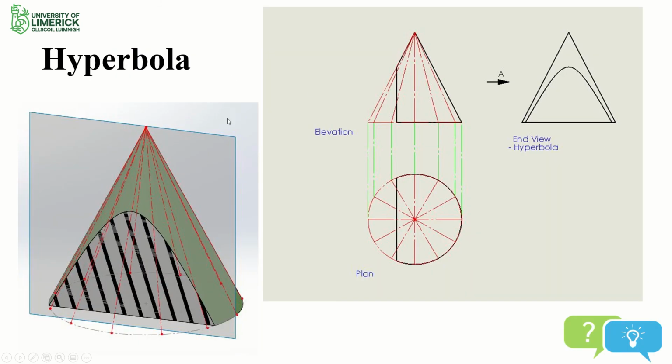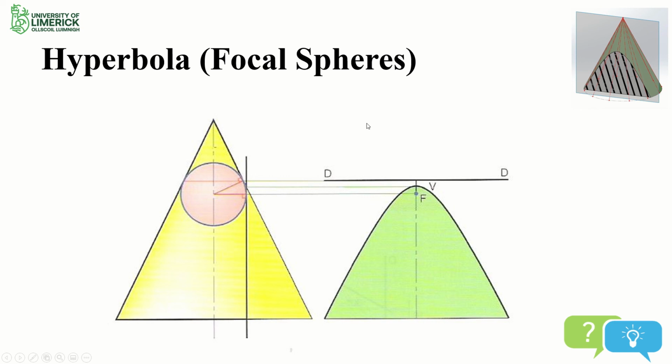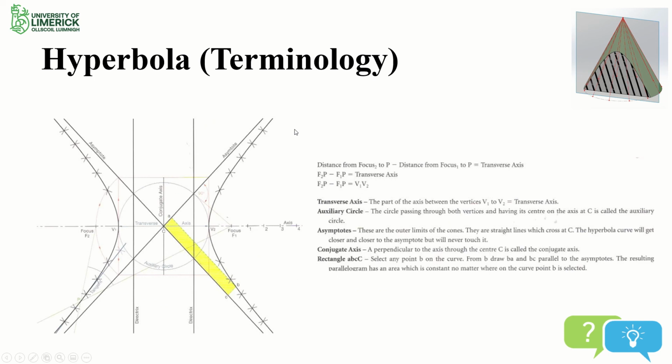And now moving on to our hyperbola. As you can see here, we have our cutting plane, which is vertical to our base circle, providing our hyperbola, as you can see here in our end view, which is looking basically perpendicular at the plane itself, showing us a true shape. As you can see, our elevation again is looking at that cutting plane as an edge view. For this one, our focal spheres diagram and our terminology are very, very simple compared to the other 2.